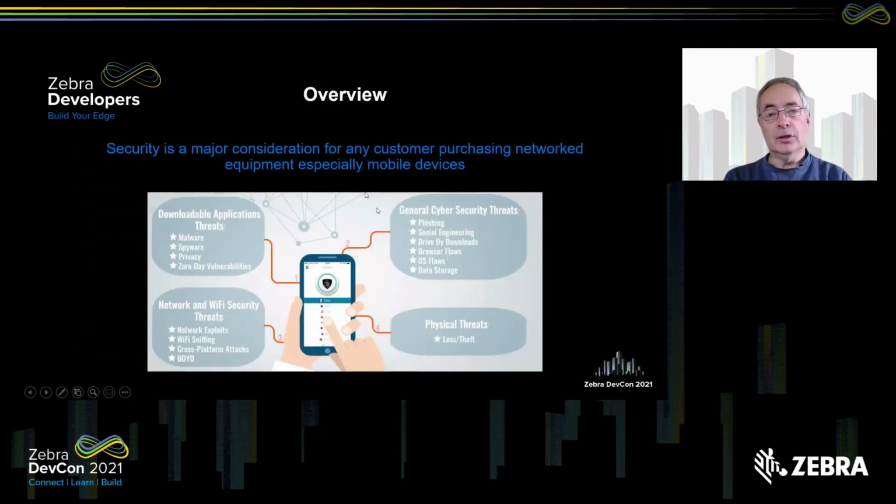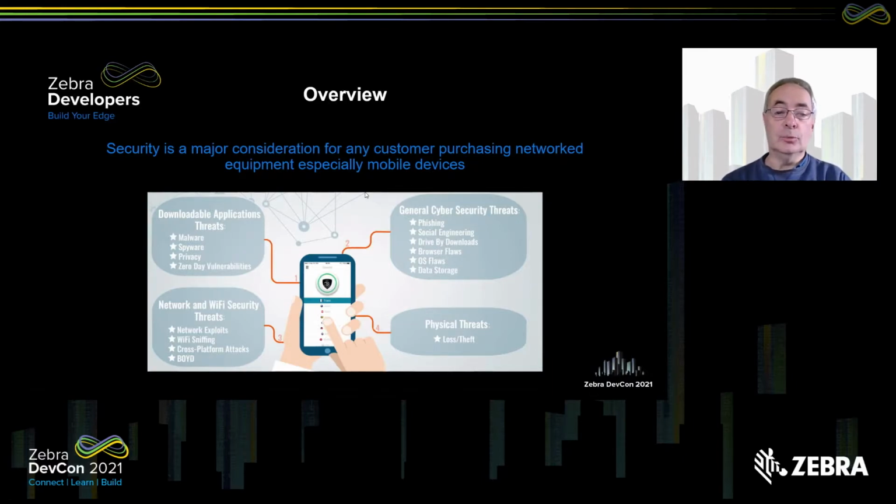Moving straight on, the overview slide here just shows that security has become a major consideration for enterprise customers purchasing any devices which are networked, especially mobile devices, because a mobile device, by its nature, can be left anywhere and basically is more vulnerable than something that was on premise, like a PC, for example.